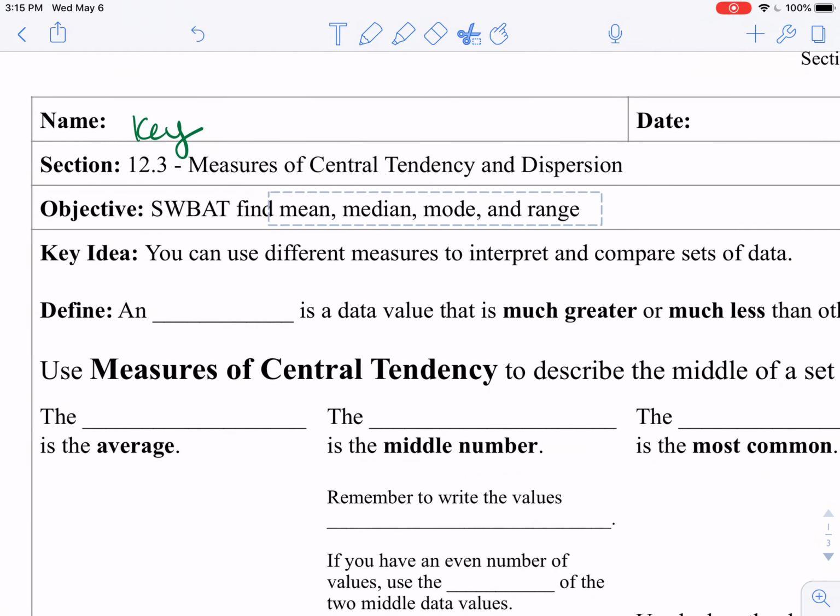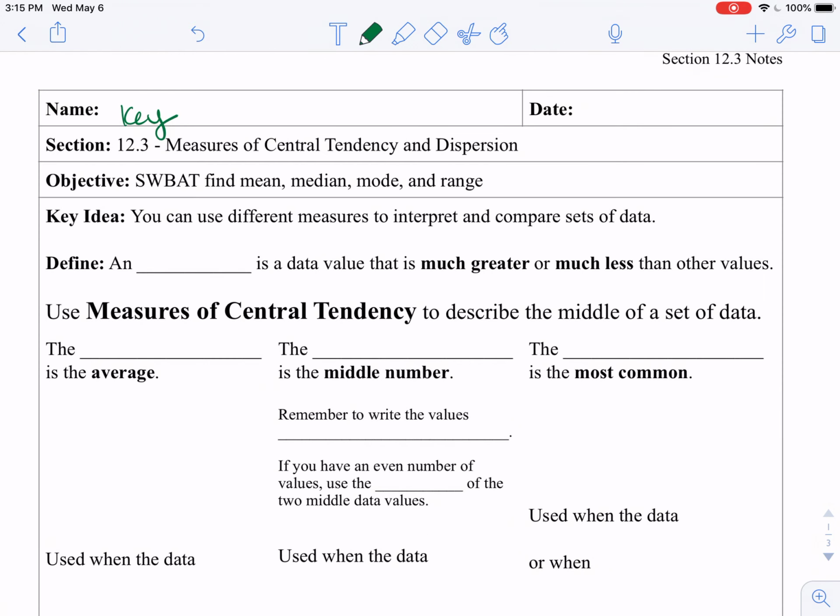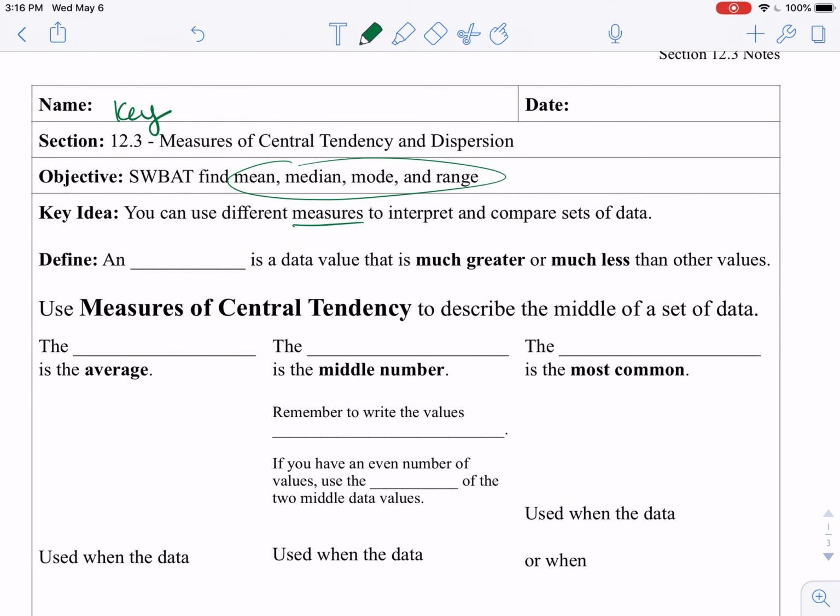So what I want you to walk away from this lesson knowing is that you can use different measures, the measures being these guys, to interpret and compare sets of data. Because when you're looking at a list of data and you have a bunch of numbers, it's hard to compare all these lists. If only you had some good summary or some good measure, that would help you a lot. So we're going to look at those today.